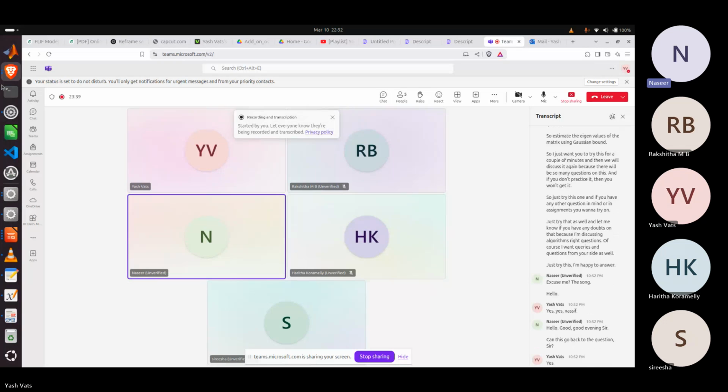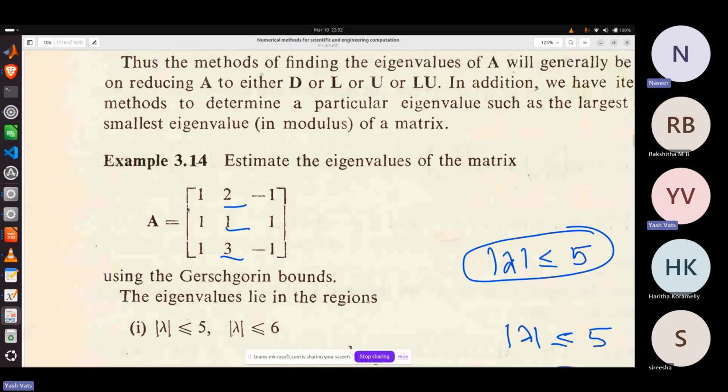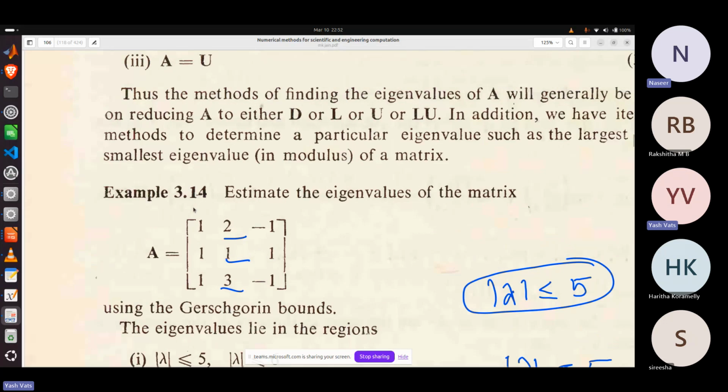Actually, I was trying, and one doubt I have now. We have to take the row modulus sum as well as the column sum. Along the rows, for the first row, mod of lambda will be less than or equal to 4. For the second row, mod of lambda less than or equal to 3. And for the last one, mod of lambda less than or equal to 5. This is about the row. Now I have to again take the column, then compare row and column. Am I right?